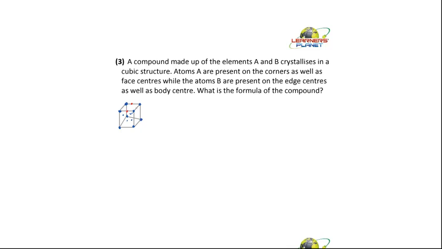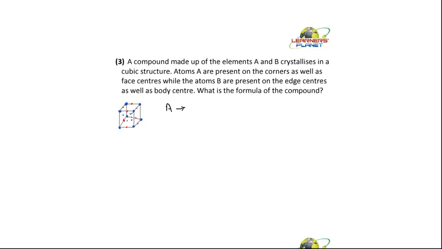So how many edges are there in a cube? There are 8, right? So these are present on the edge centers as well as on the body centers, right? So now let's start calculating. I think I have made this a haphazard thing. Now to just explain you, let's take up atoms A.